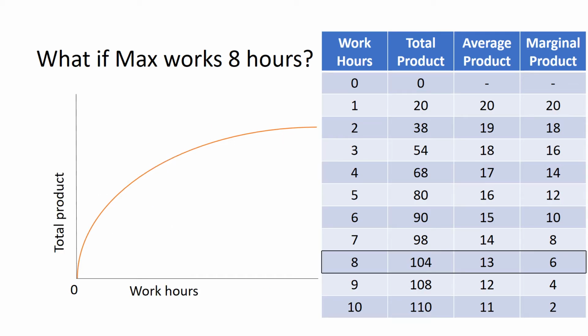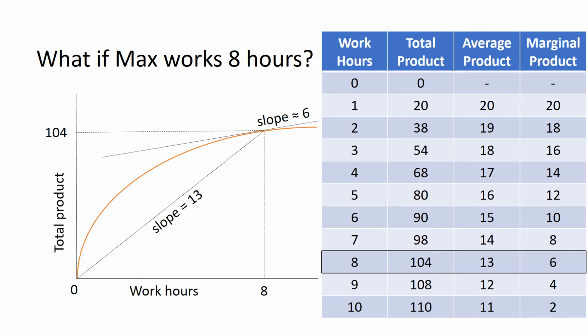When we have 8 work hours, the total product is 104. The slope of a ray from the origin through the point 8, 104 is 13, and that is the same as the average product. The slope of the production function, when we have work hours equal to 8, is approximately 6, and that's the marginal product.